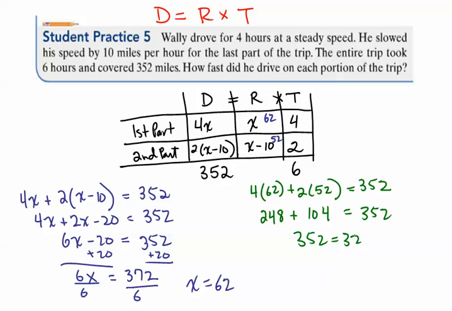And so we do get the same value on both sides. And so this is another way to set up a distance, rate, time, or a motion problem.